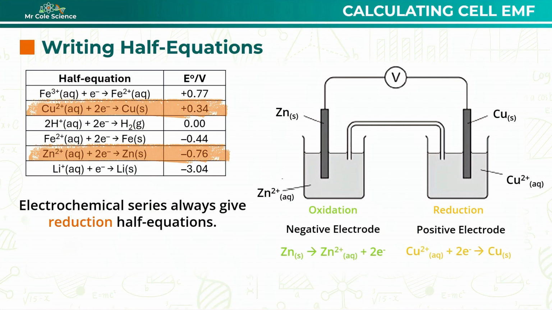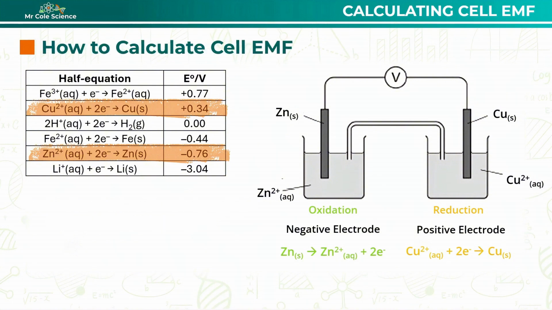So in this case, we're going to keep the copper ions and electrons on the left and our copper atom on the right. And now that we've got all that in place, we can finally look at calculating the EMF of the cell. And the important thing to remember here is that the EMF is just the difference in electrode potential between the two half cells. So we're not adding anything together, we're not doing anything complicated, we're literally just finding the difference between them.